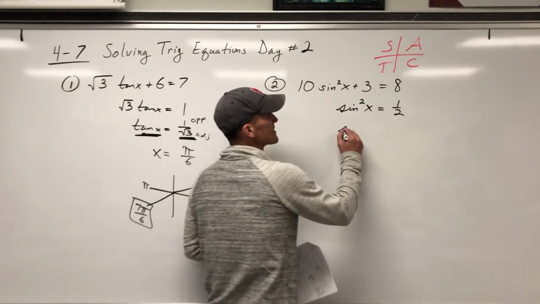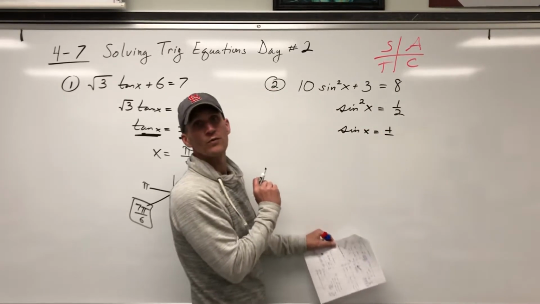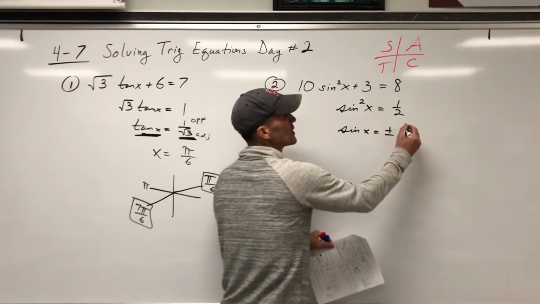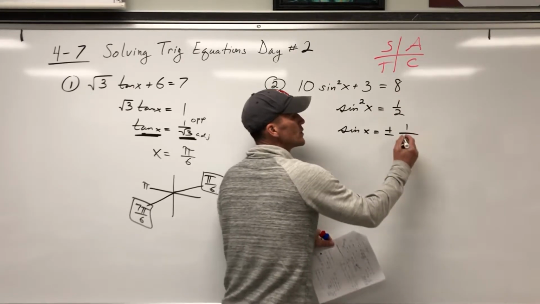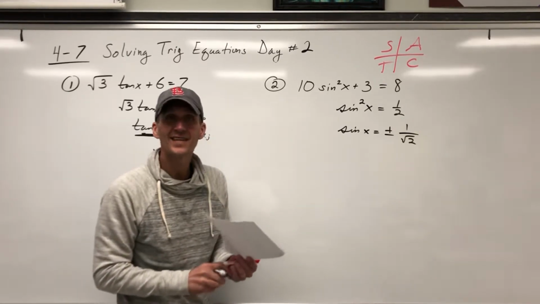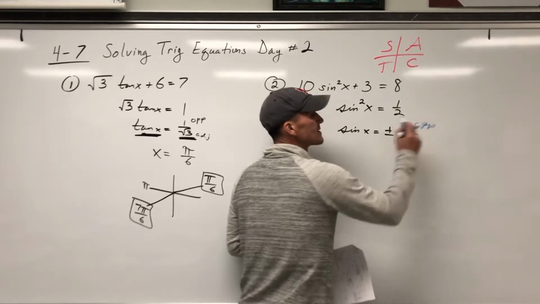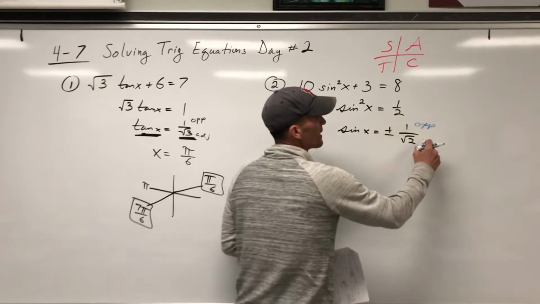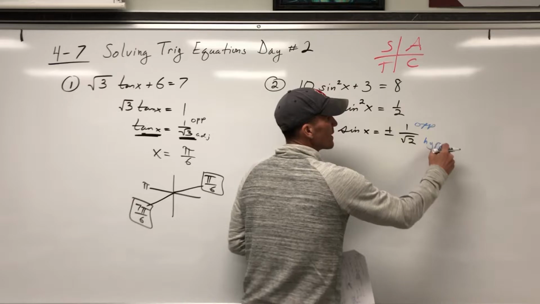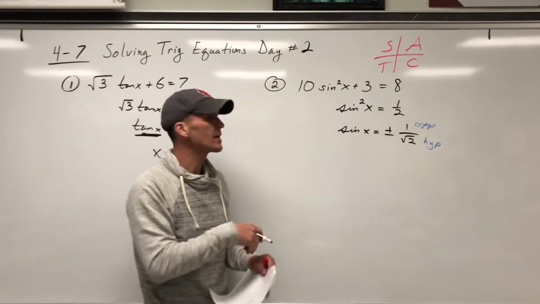So I'm going to have sine of x is equal to plus or minus, and I'm going to square root the right side. Square root of 1 is 1. Square root of 2 is rad 2. And I'm not going to rationalize it. That's silly, because I should know what has an opposite side of 1 and a hypotenuse of rad 2. It's a 45-degree angle for my triangles.